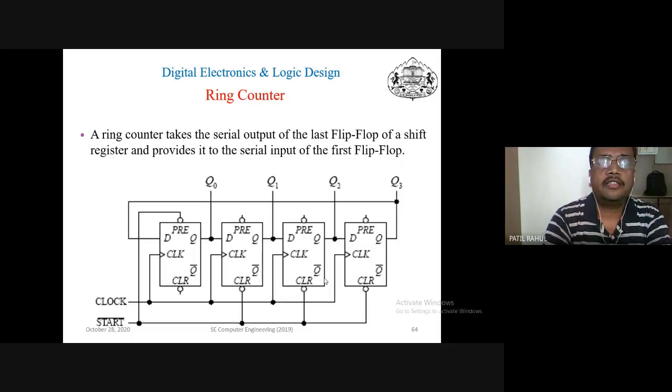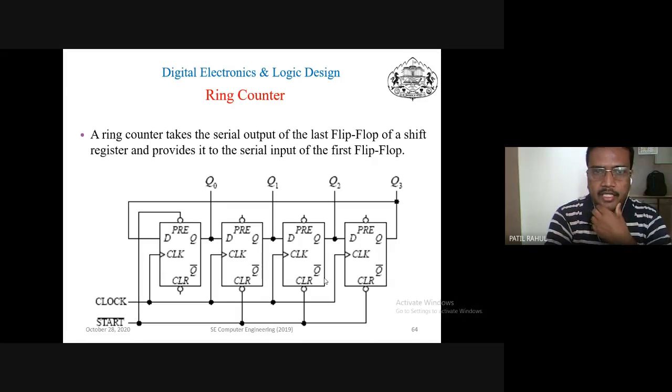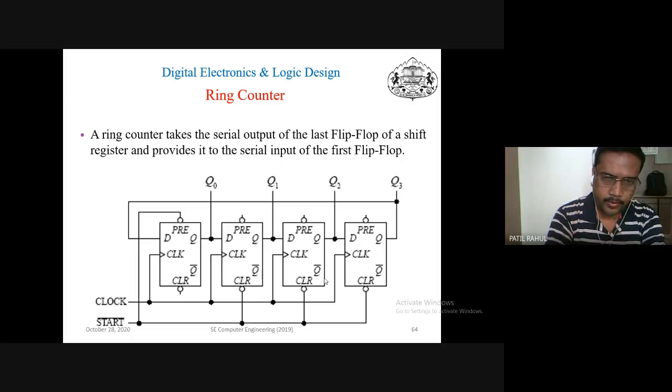Okay, students, listen. The next point of our syllabus is the ring counter. Read the sentence: a ring counter takes the serial output of the last flip-flop of a shift register and provides it to the serial input of the first flip-flop. Means if you make changes to the previous circuits, then it forms the ring counter. So the first point regarding the ring counter is that it is an application of shift register.